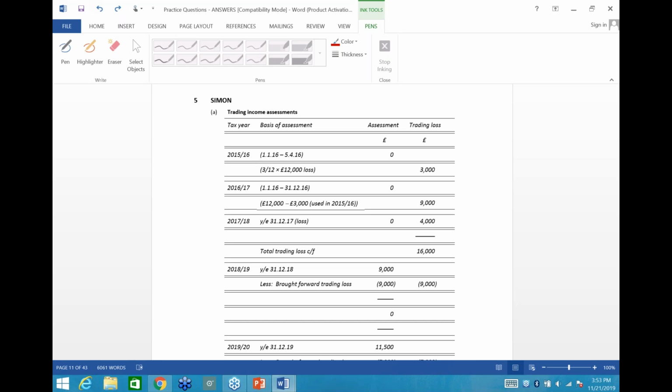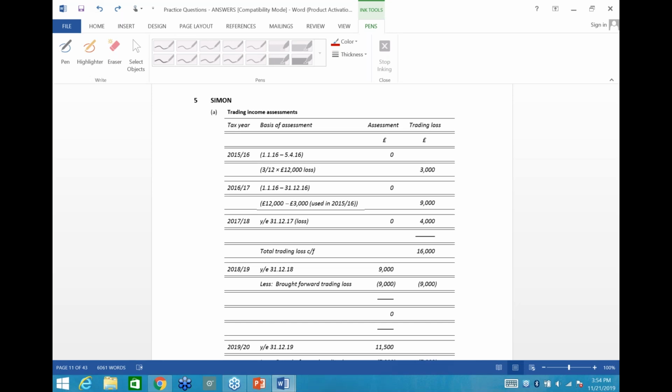Simon wishes to obtain relief for his initial trading losses as soon as possible. So we have to use the loss relief according to the requirements of the question. So we need to get the relief as quickly as possible. But before dealing with the loss relief here, we have to deal with another important concept in taxation, which is known as basis of assessment rules.